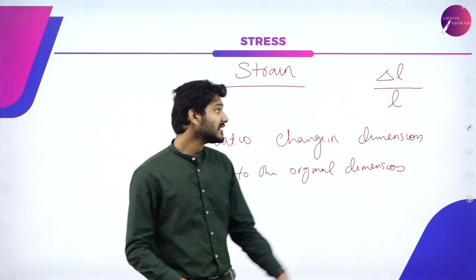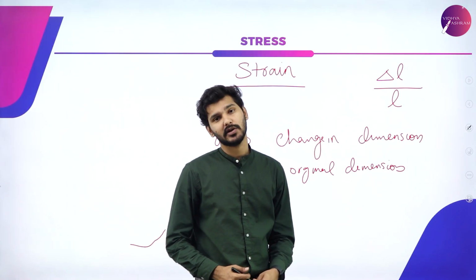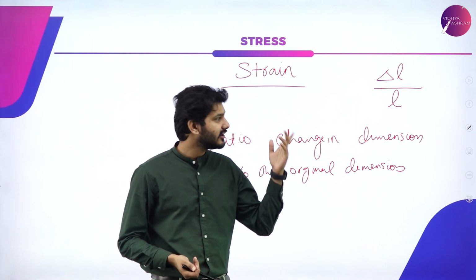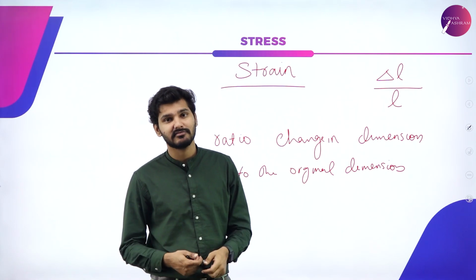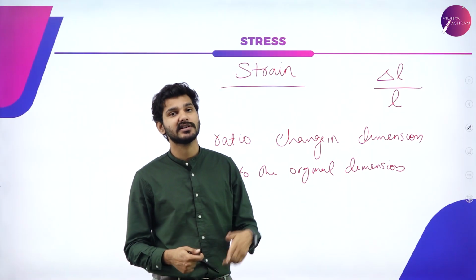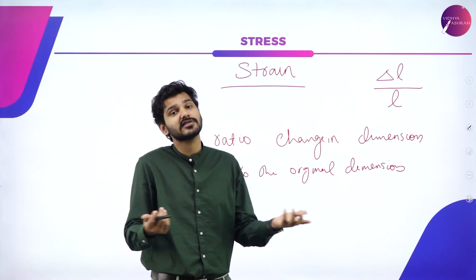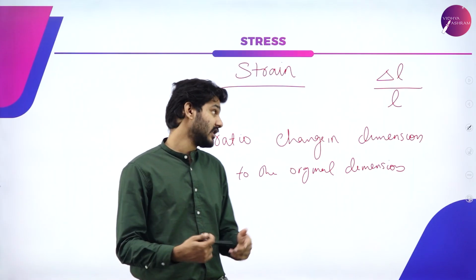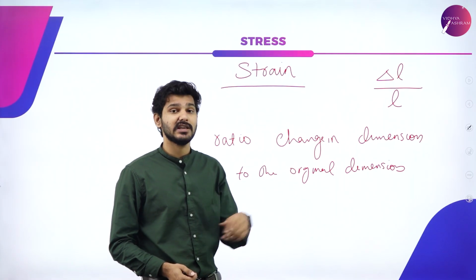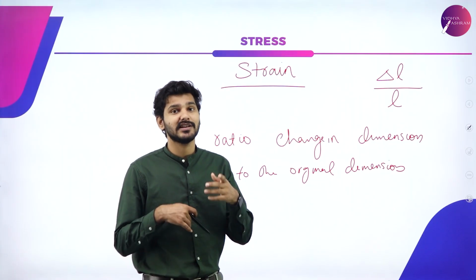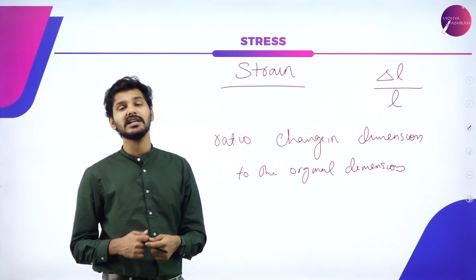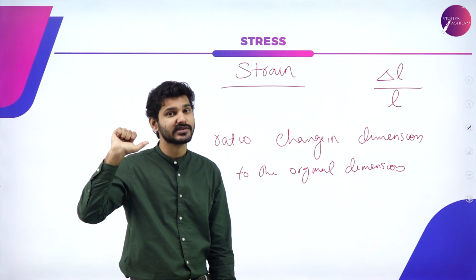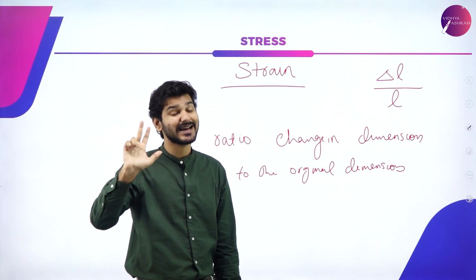And the last thing is that strain does not have an SI unit, because change in length is a length, and the original length is also a length. So the SI unit is meter by meter, it cancels out, and it has no dimensions and no SI units. So strain is a unitless quantity, but it is an actual quantity and you actually need strain. So we have learned about three things: strain, stress, and elasticity.